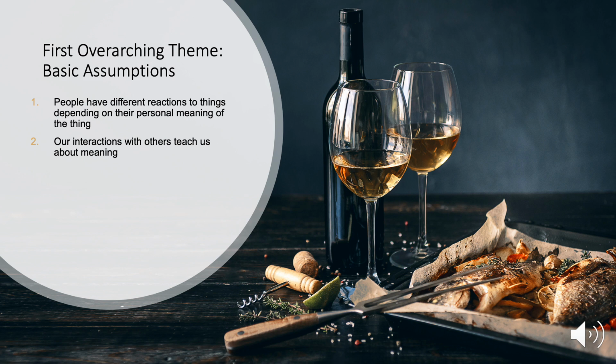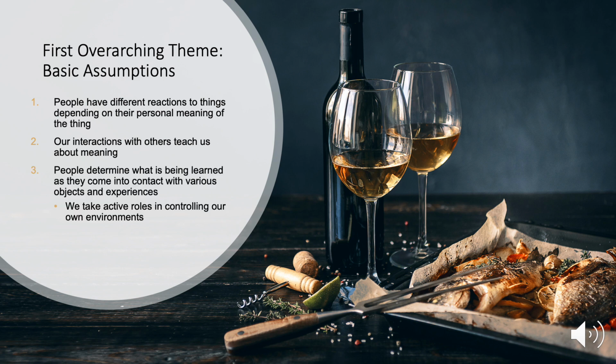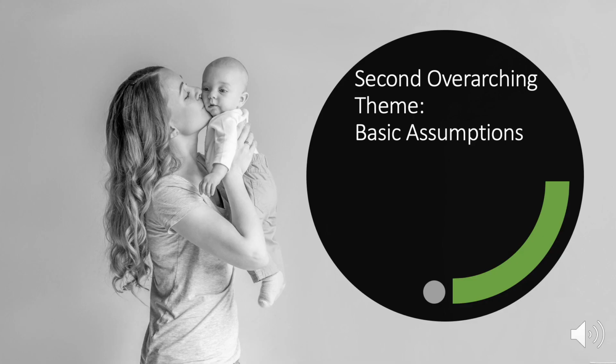Number 2. Our interactions with others teach us about meaning. Most researchers agree that meaning is completely learned through our own various social interactions. And 3. People interpret what is being learned as they come into contact with various objects and experiences. We take active roles in controlling our own environments. We choose the environments to which we want to respond and remain.